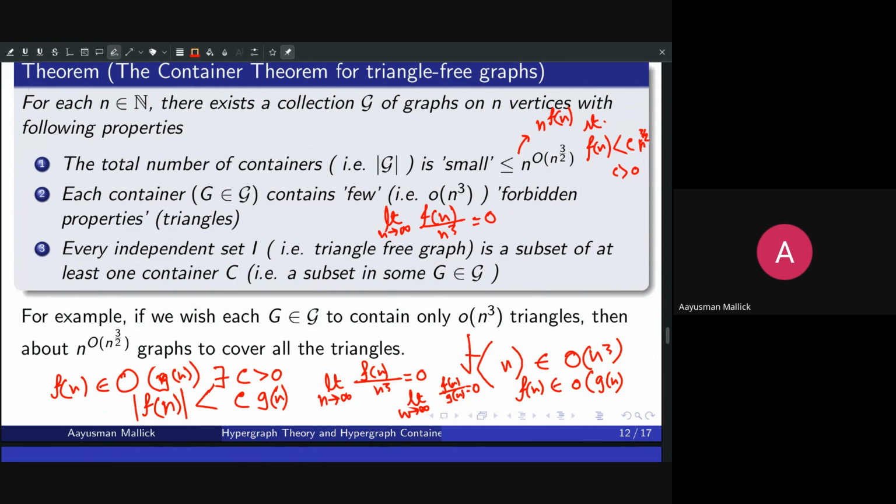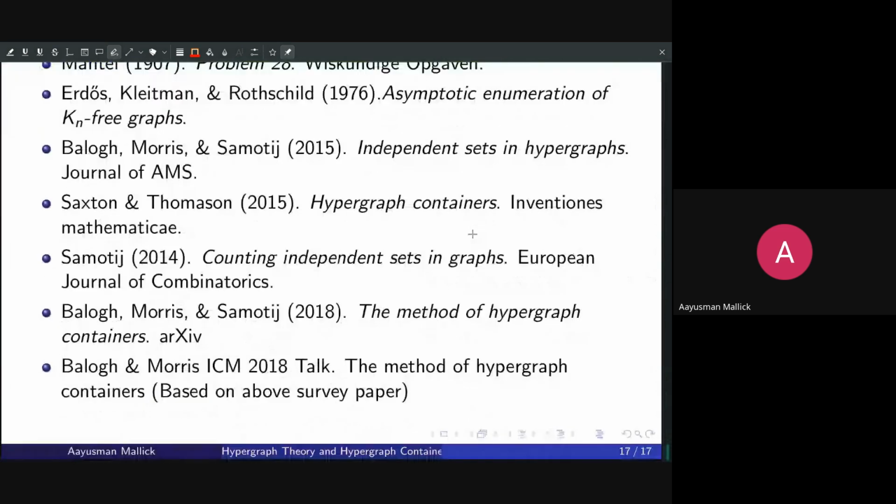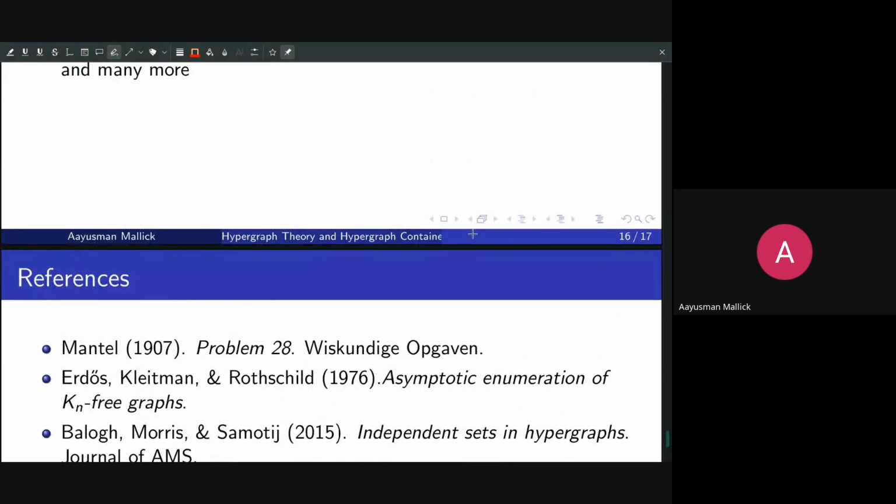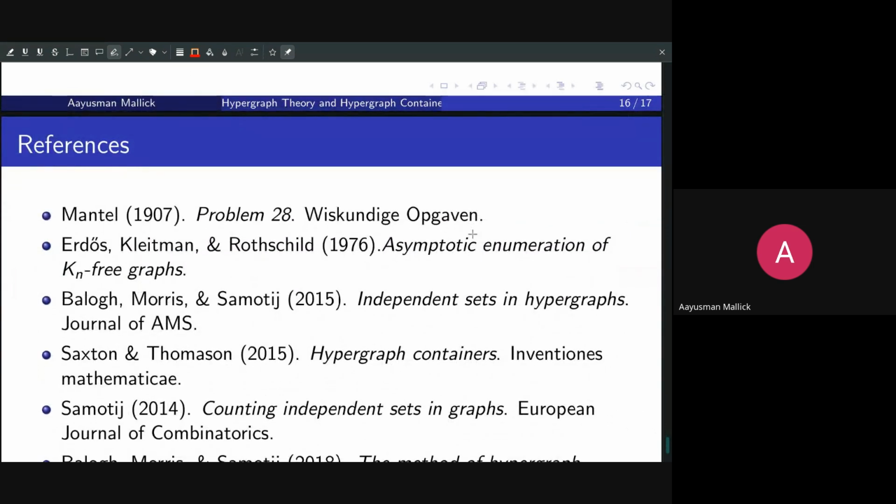The proof for Mantel's theorem is the extremal condition of the maximum number of edges to be present, but with the container theorem for triangle-free graphs, here we are considering the number of possible triangle-free graphs. If you have further queries, you can go on the web, or I would highly recommend going through this paper of Erdos, Kleitman, and Rothschild.